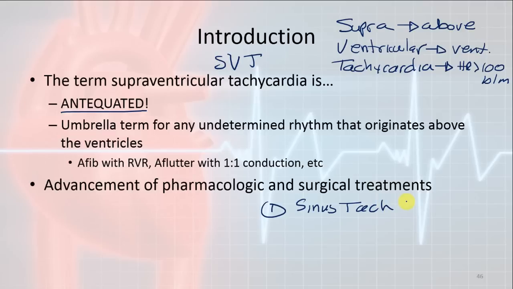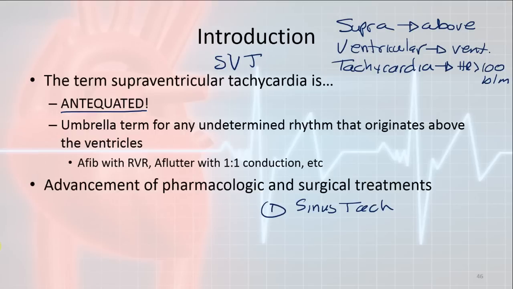So let's say that somebody has a heart rate that is a sinus rhythm at 110 beats a minute. Is it supraventricular? Does it occur above the ventricles? Yes, it does. It's 110, so is it over 100? Yes, it is. So would you call somebody in a sinus tach SVT? And the answer is no, of course not. You wouldn't do something like that.